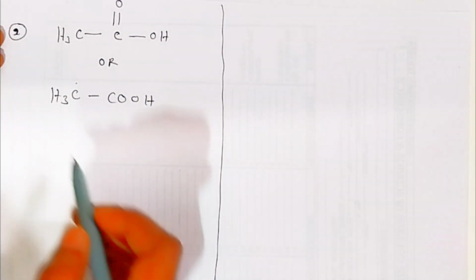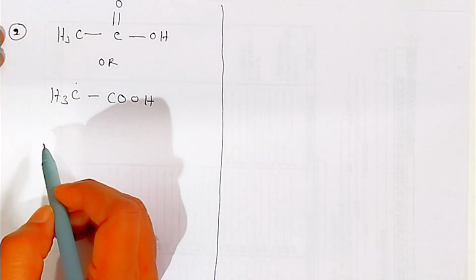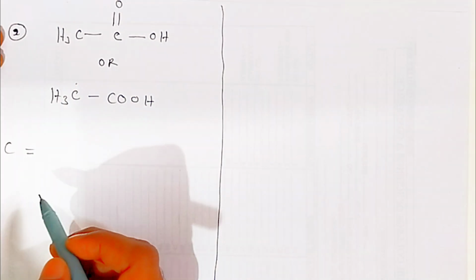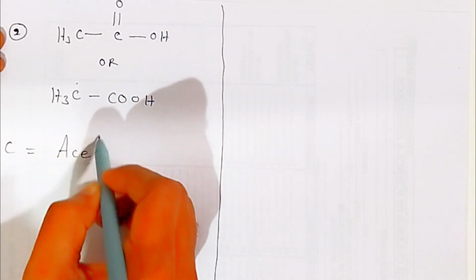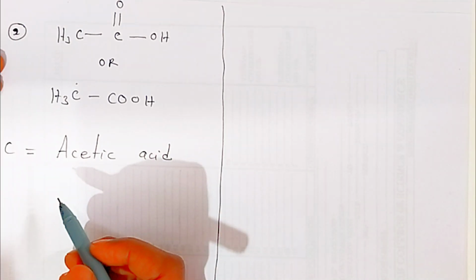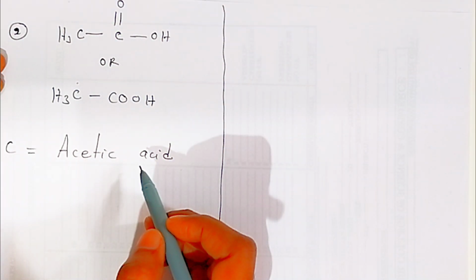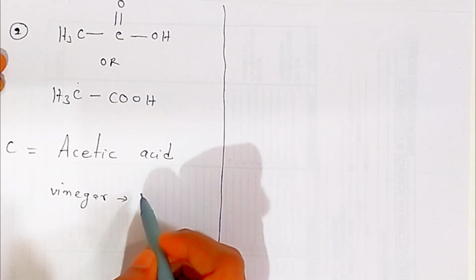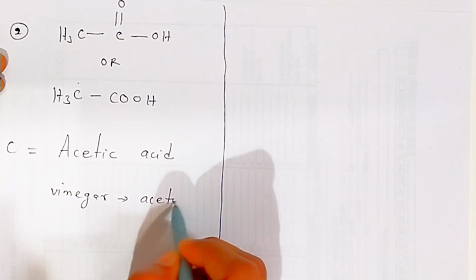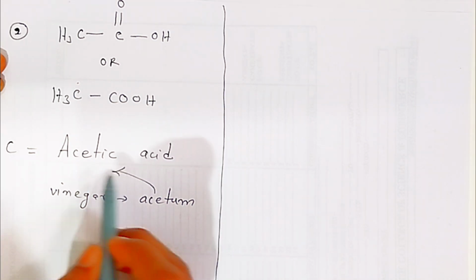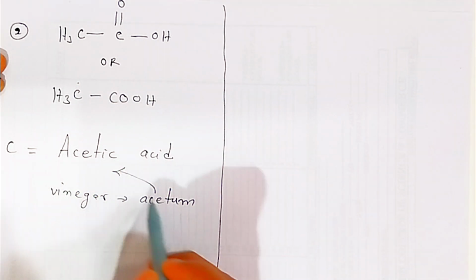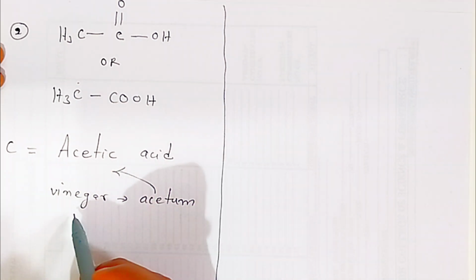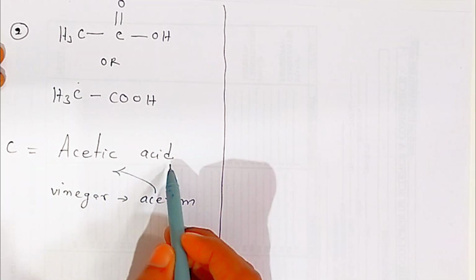Now what will be the name of this acid? The common name we call acetic acid. Why? Because it is coming from vinegar. It is used in vinegar. We call it acetum. So that is why this name is called acetic acid. Mostly the common name is derived from vinegar. That is why it is called acetic acid.